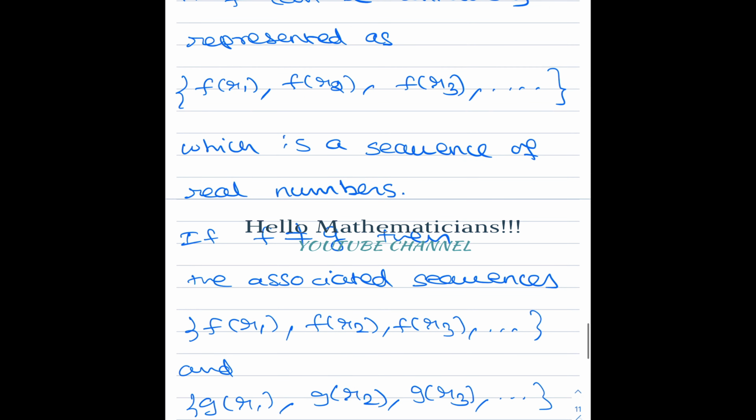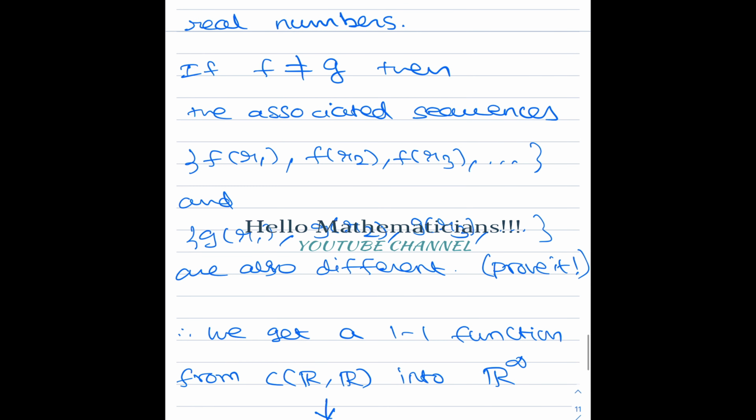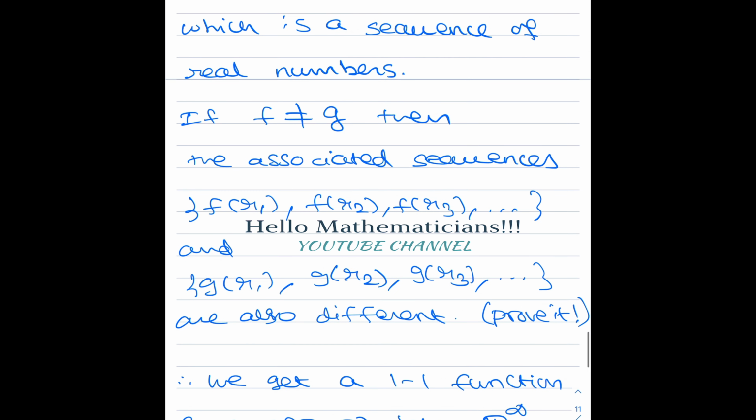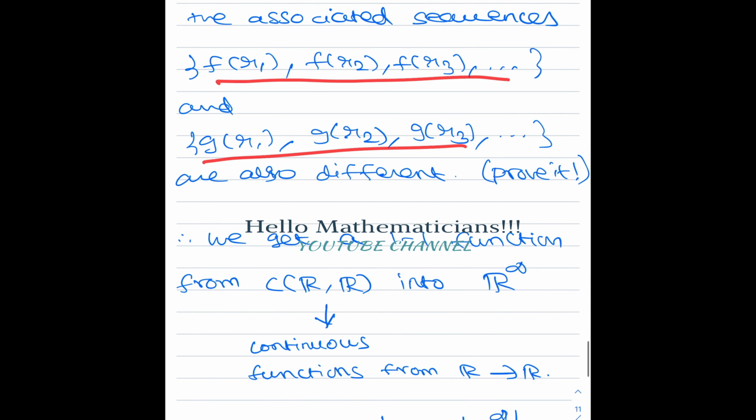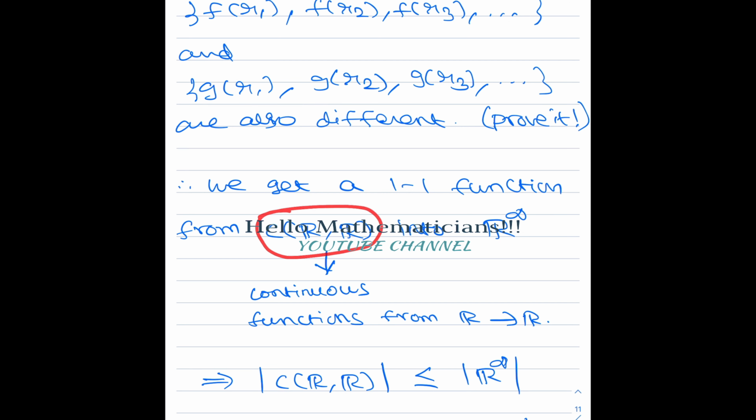Suppose you take two distinct functions; then they will give rise to two different sequences. Because if the two functions agree on rational numbers, then they will agree on irrationals also, and then f will be g. So what we get is, if two distinct continuous functions are given, we get two distinct real sequences. Therefore, if C(R, R) is the set of all continuous functions from R to R, for each function I am getting a real sequence.